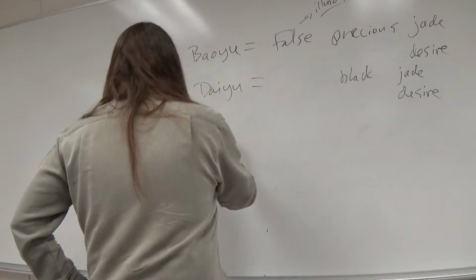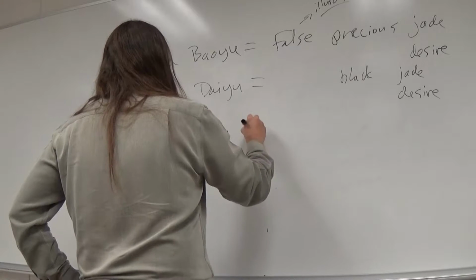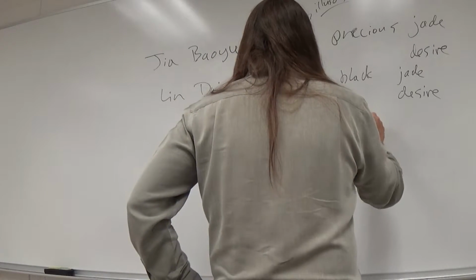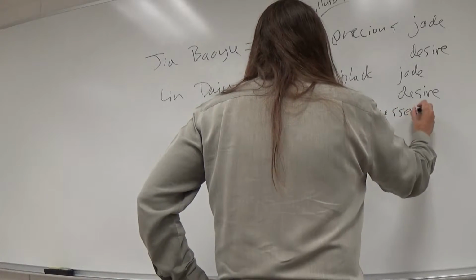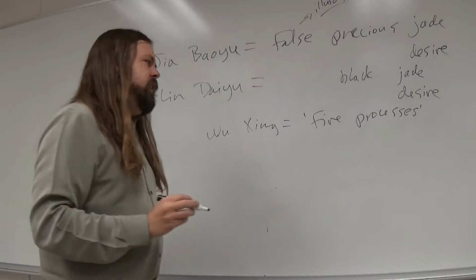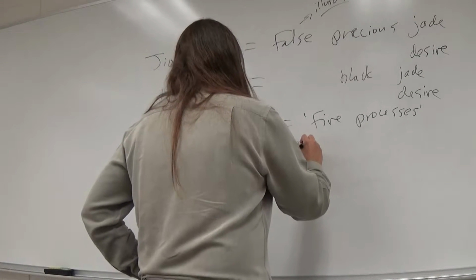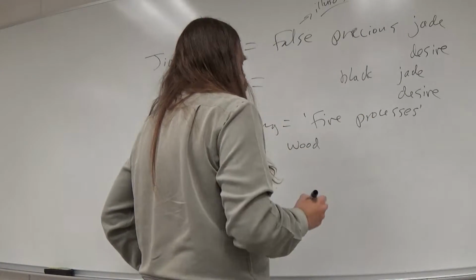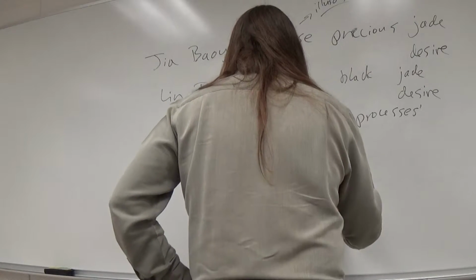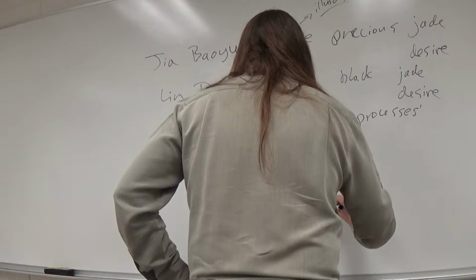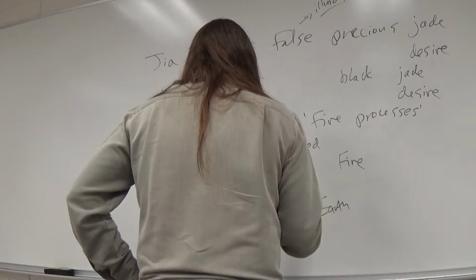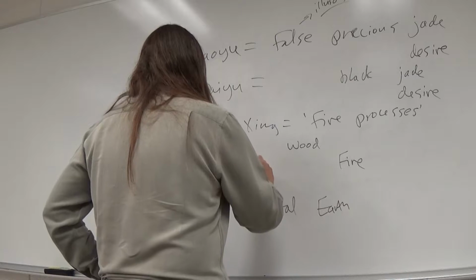So Wu Jing literally translates to something like five processes. And the five Wu Jing are wood, fire, earth, metal, and water.